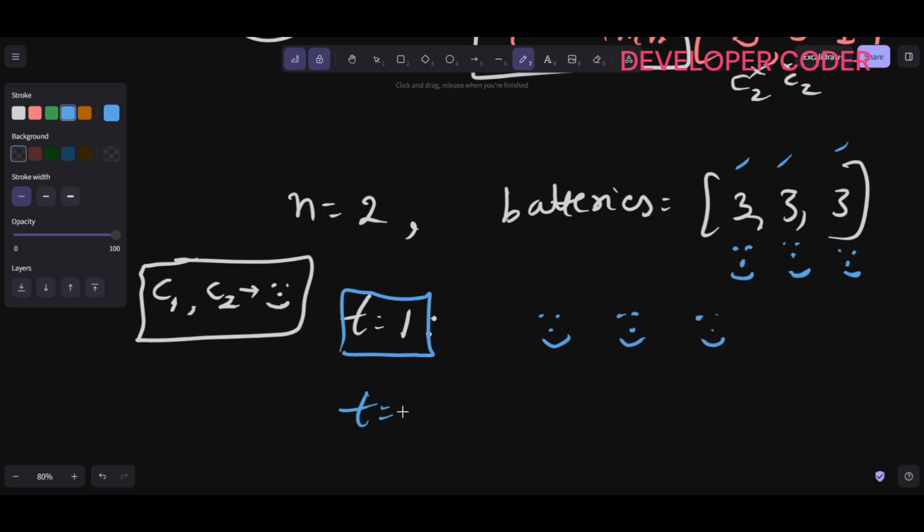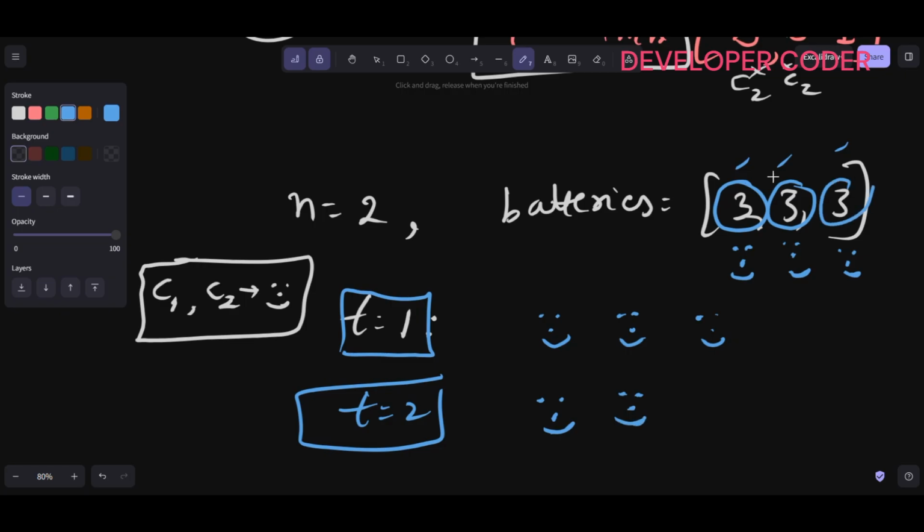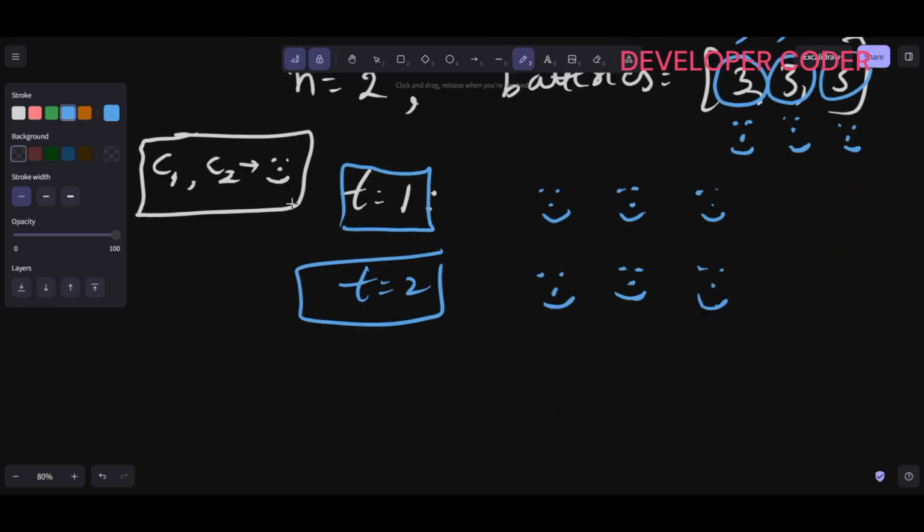Now at t is equal to 2, let's say. This battery is capable of charging any computer for t is equal to 2 minutes, happy. This battery is also capable of charging any computer for 2 minutes, happy. This battery is also capable, happy, right? Clear. Now at t is equal to 3, all three batteries are capable of charging any computer for 3 minutes. So all are good.